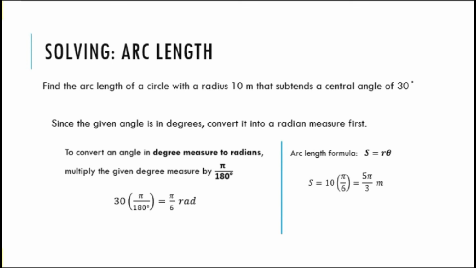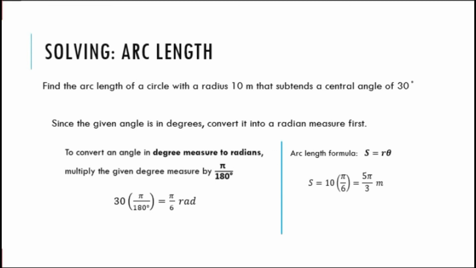For a more comprehensive guide to finding the arc length, we have here a circle with a radius of 10 meters that subtends a central angle of 30 degrees. Since the given angle is in degrees, we have the option to convert it into radian measure first. To convert an angle in degree measure to radians, multiply the given degree measure by pi over 180. The given angle measure here is 30, so multiply that by pi over 180, which can be simplified to pi over 6 radian. And so, to finally find the arc length, following this formula, s is equal to radius times theta, or the angle measure.